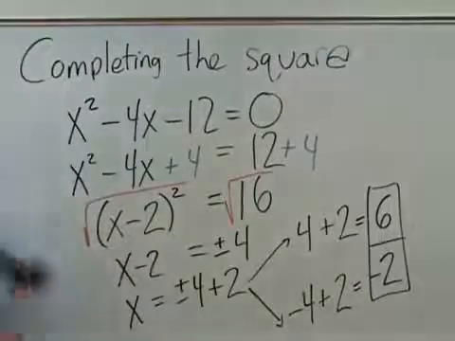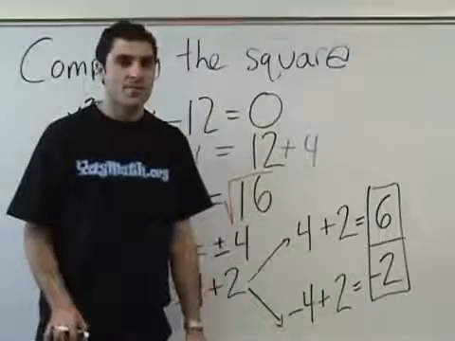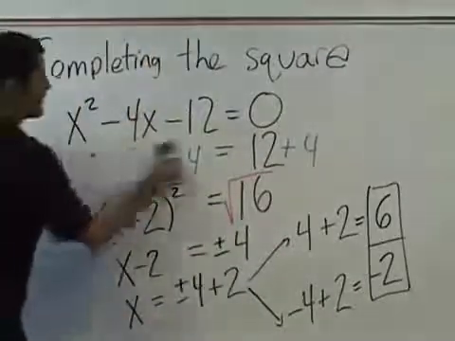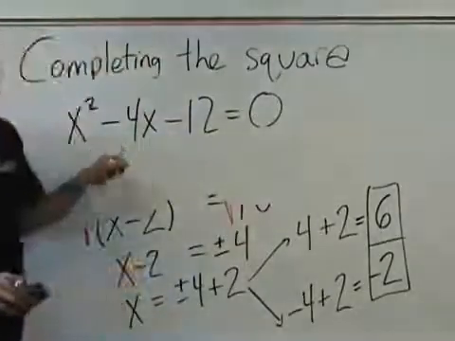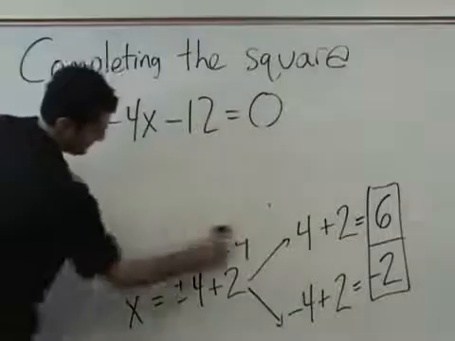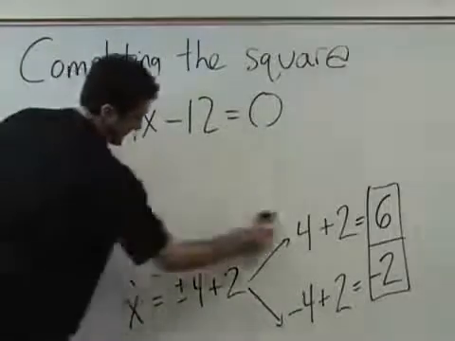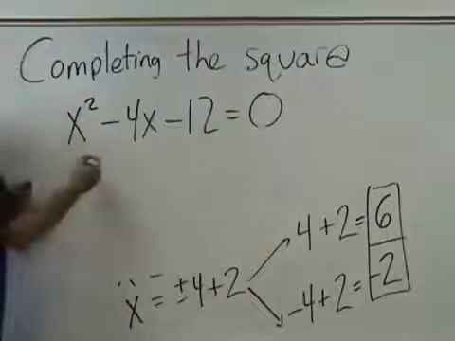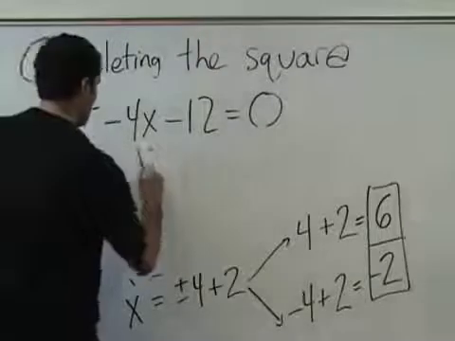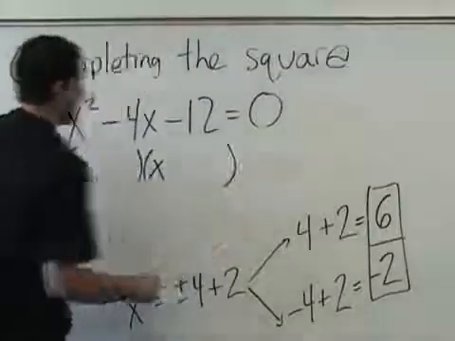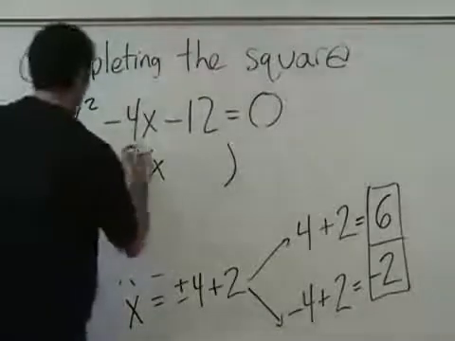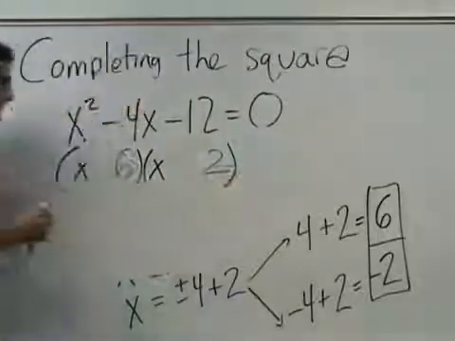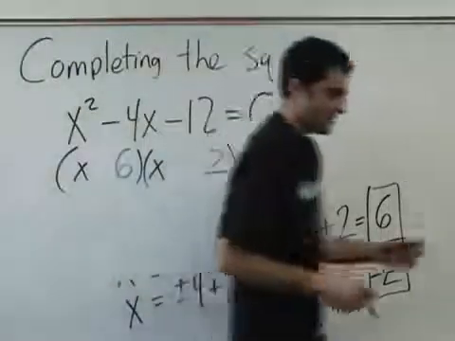Here's the kicker, you guys. Look at all this ink that we've spent on completing the square. Is there an easier way to do it? Can this be factored? Yes, there's an easier way to do it. This one can be factored. 6 and negative 2.